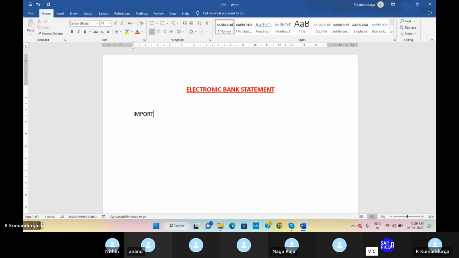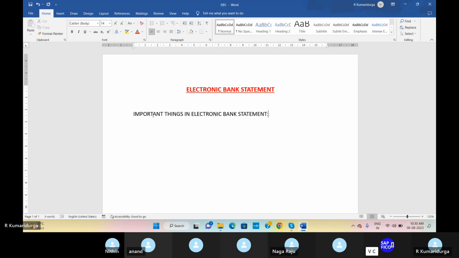Important things in electronic bank statements. From an interview point of view, they will just ask you these questions, all of you. They will focus more on the format side: if I have the credit balance, if I have the debit balances, how you are uploading based on your bank information.